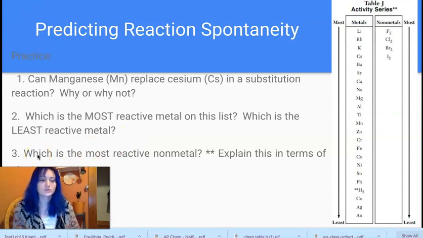Question 3. Which is the most reactive non-metal? Explain this in terms of electronegativity. We went over that. Fluorine is the most reactive non-metal because it has the highest electronegativity, meaning that it attracts electrons the easiest, or the strongest. It has the strongest attraction for electrons, so it will preferentially form the negative anion.